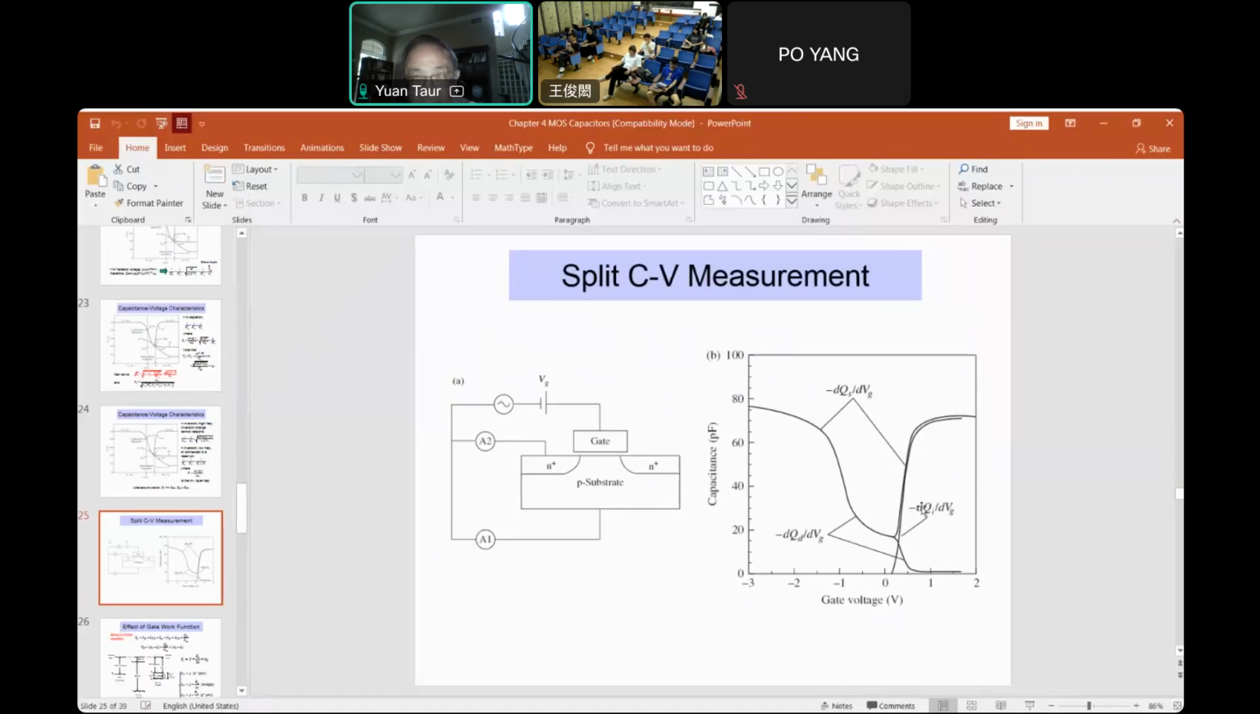Okay? So in this way, you can get more information from this device. But you have to have a MOSFET made, which means that you have to have more lithography and more processing steps. So this kind of measurement is only done pretty much after the whole entire process is finished.